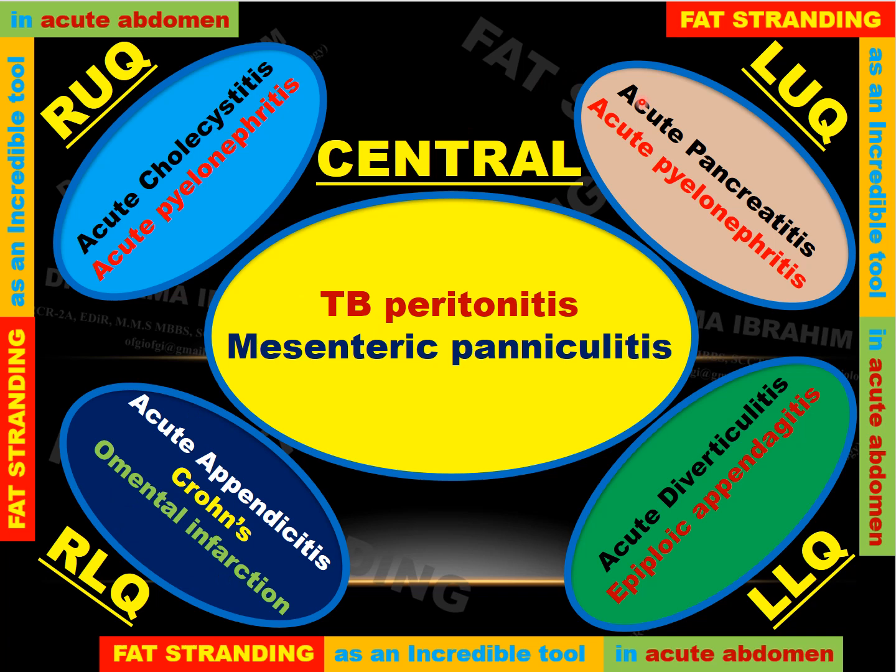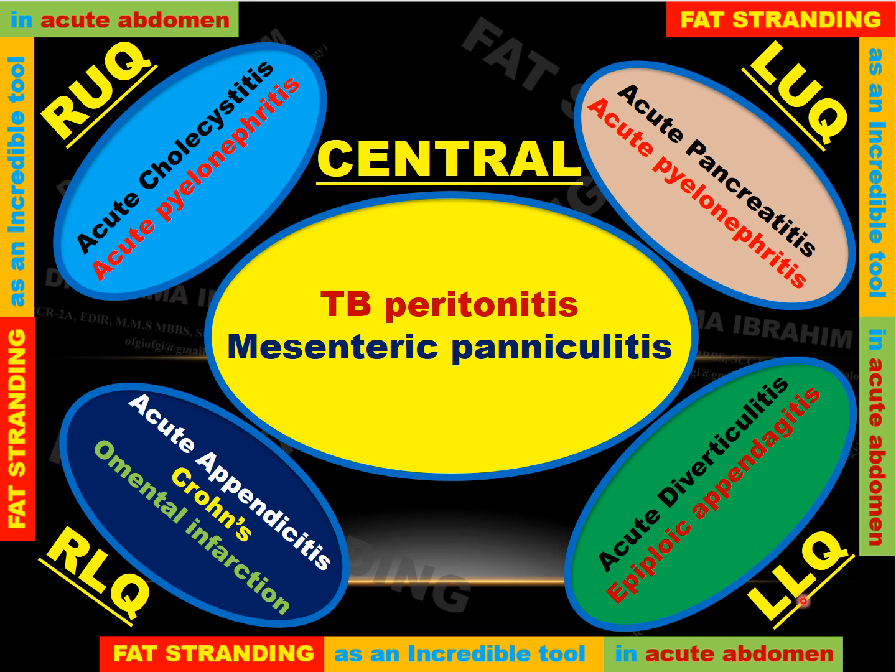And this is the same diagram which shows the localization of fat stranding in the left upper quadrant. Acute pancreatitis and acute pyelonephritis can be considered in the differential diagnosis. If it is in the right upper quadrant, acute cholecystitis and acute pyelonephritis can be considered.